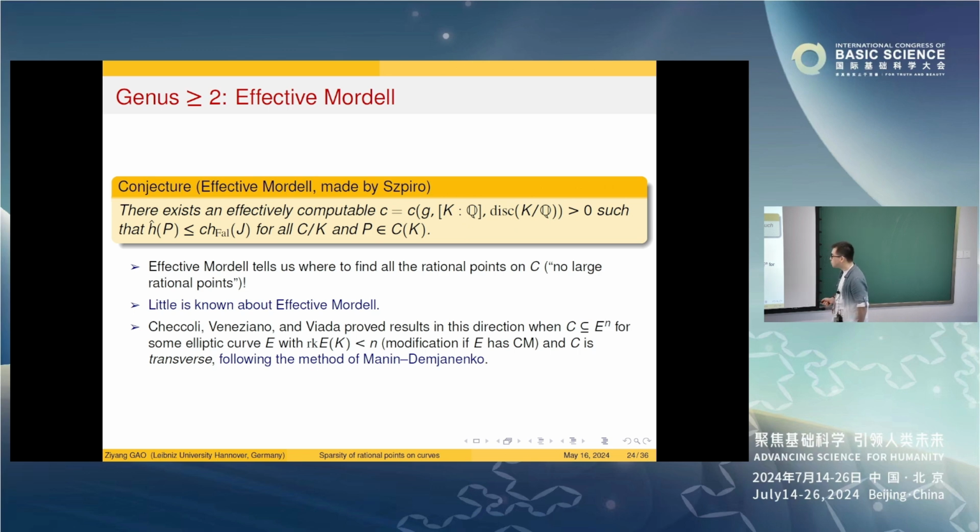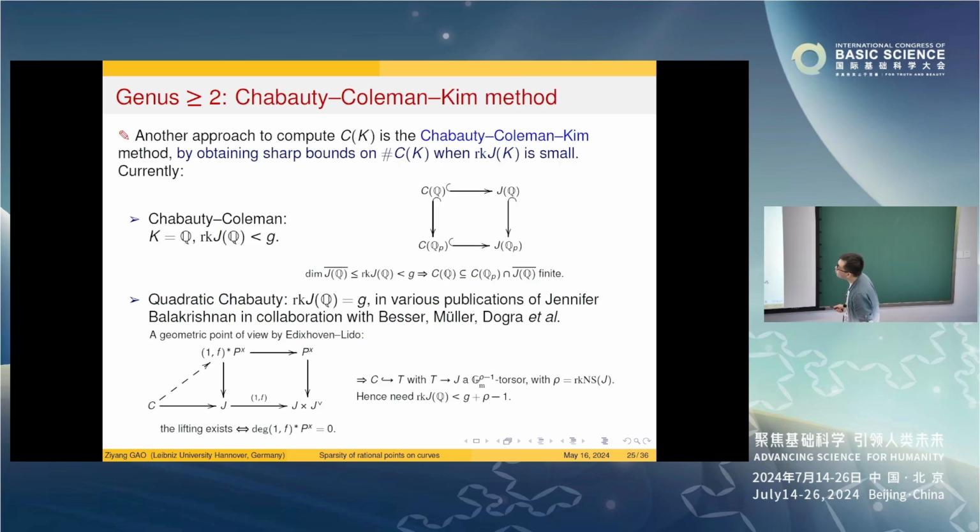And again, very, very little is known about the effective model. There are some results proved by Gregoli, Veneziano, and Yada, but only when C is contained in E to the power of n with small rank, following the method of Manin and Demyanenko. Okay, so another way to study or find rational points on these curves is the Chabauty-Coleman-Kim method, which let me shortly explain what it does. Well, it's by obtaining sharp bounds on the cardinality when the rank is small.